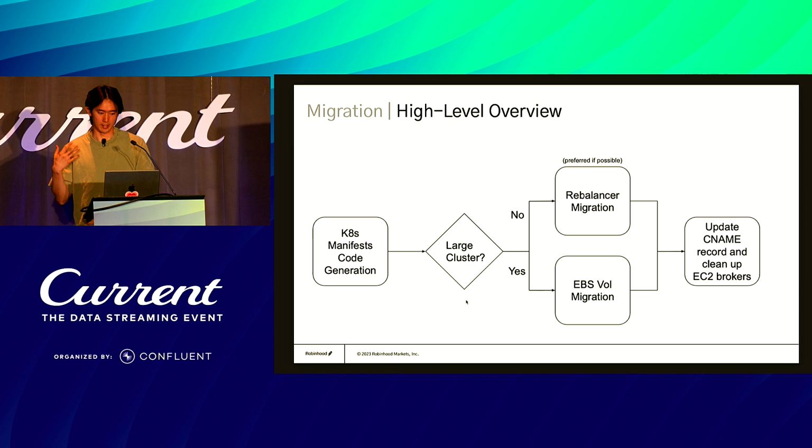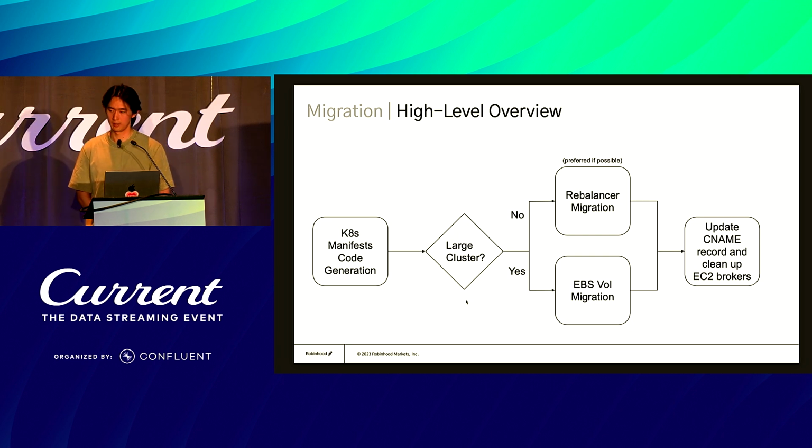So this is a high-level overview that walks us through the migration process. On the left-hand side, we have the code generation, where we do a lot of things to make sure there's a lot of automation here. Obviously, in migrations, a fat finger is the worst thing that can happen to anybody overseeing that migration, so we try to minimize that as much as possible. In the middle here, we bifurcate between two different migration methods. If it's not a super large cluster, then we prefer to do what's called a rebalancer migration.